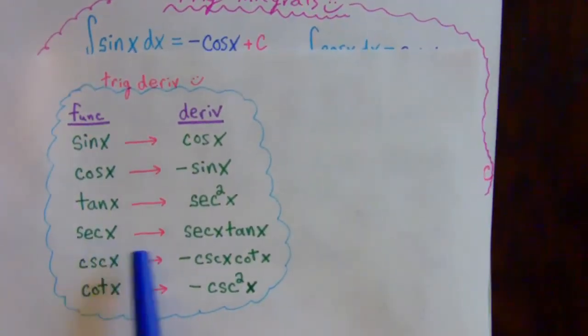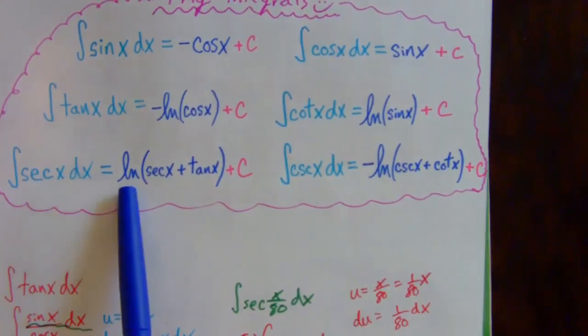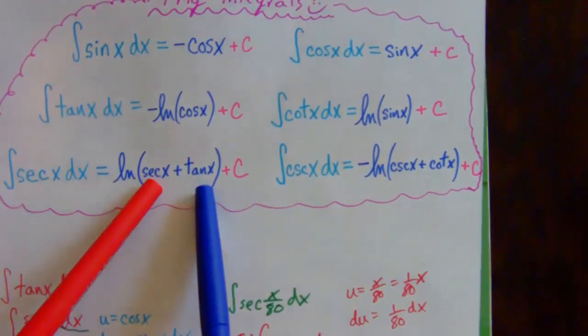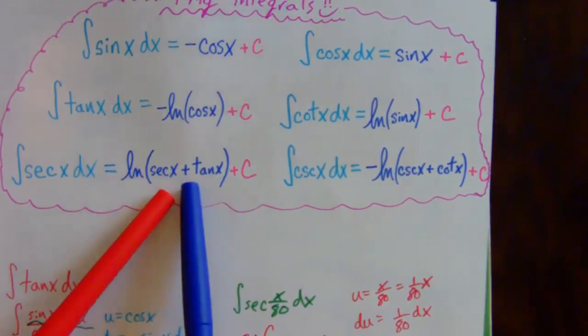So we know the derivative of secant is secant tangent, right? Look what happens when I integrate secant. I get the ln of secant plus tangent. So I know the derivative of secant is secant tangent. It's using those literal same exact trig functions in there. You just got to remember the ln and remember the plus.